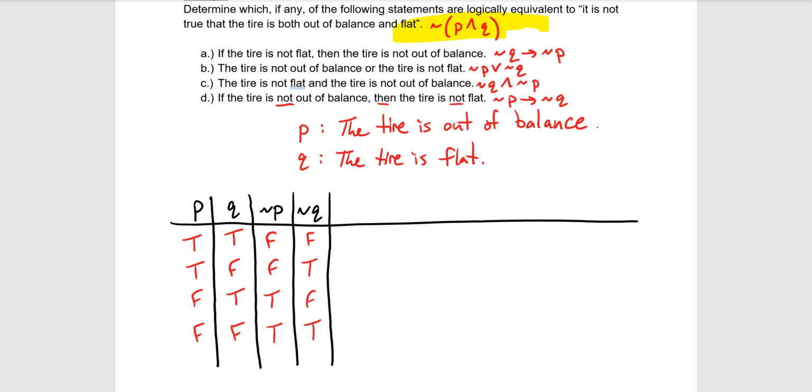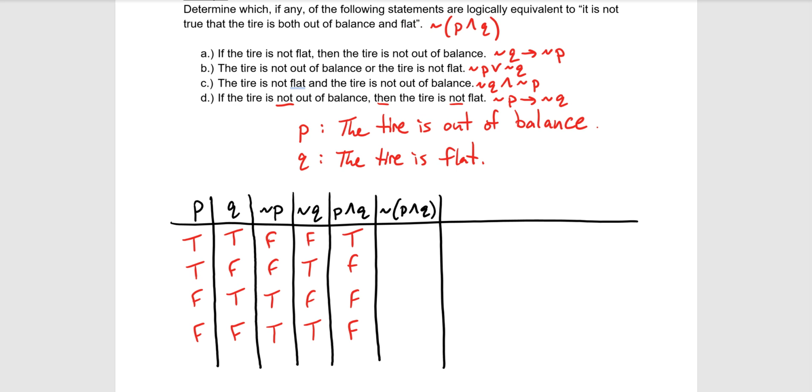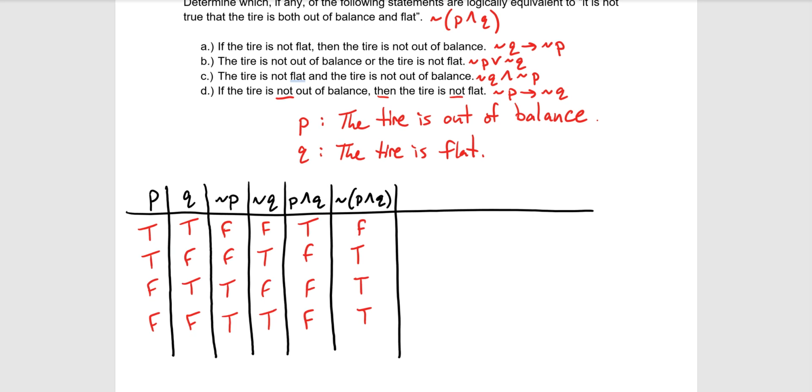So P and Q is going to be the conjunction. This is only going to be true when they're both true. They're both true in case 1. Other than that, it's going to result in a false truth value. And now we're just going to need the negation for that. So all we have to do is negate that column. So instead of true, false, false, false, we get false, true, true, true. Okay, so I just had to move that over to create some room here. So now let's go ahead and do the rest of these.